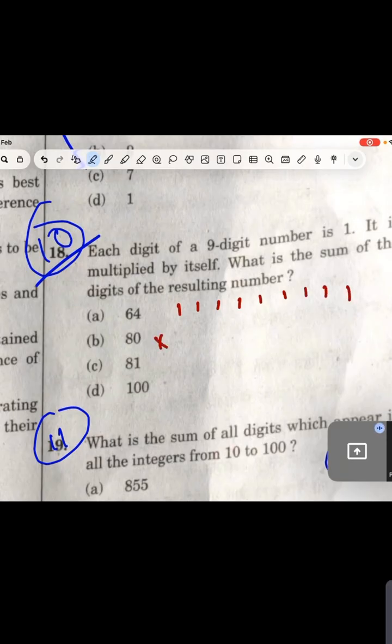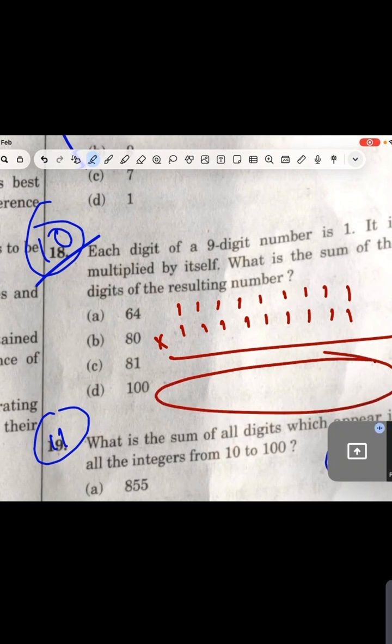Then again write 1 nine times: 1, 2, 3, 4, 5, 6, 7, 8. Now what is the result? You add all the digits, then tell the answer. Guys, this is not humanly possible, right? So guys, use common sense again.